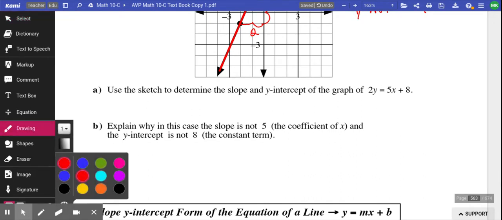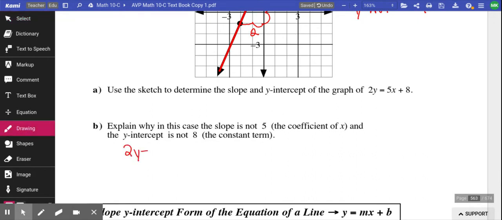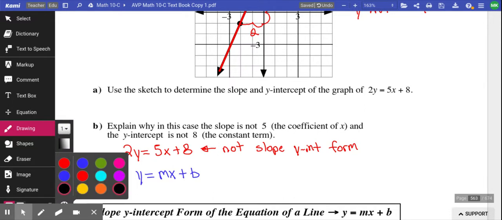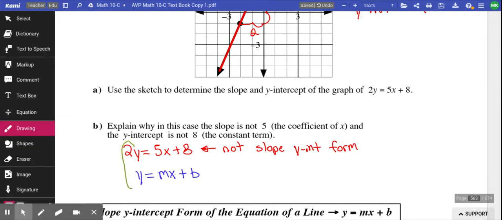The reason why it didn't work, he graphed this: 2y equals 5x plus 8. This is not slope-intercept form. Slope-intercept form is this, y equals mx plus b. Notice that there should be no number in front of the y. If there is a number in front of the y, you need to move it to the other side.